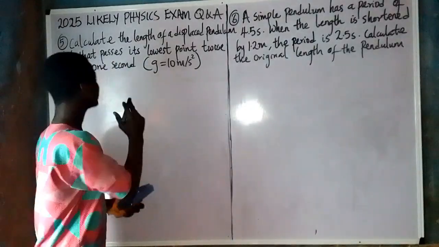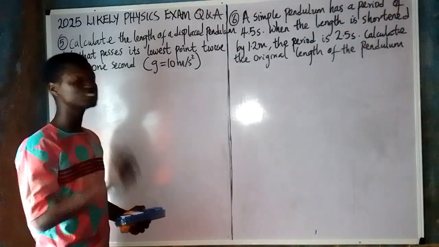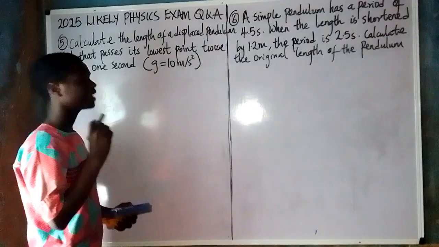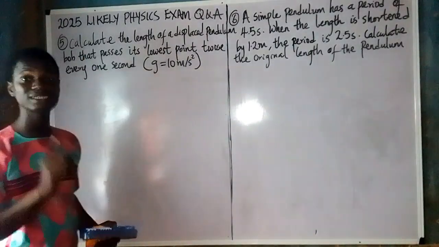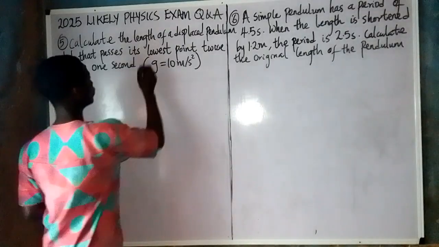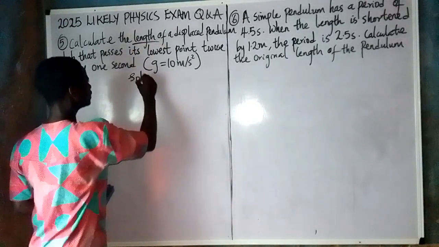Alright, here is the next question. It reads, calculate the length of a displaced pendulum bulb that passed through its lowest point twice every 1 second. So we are asked to find what? The length of that pendulum bulb. So we'll be taking the solution.